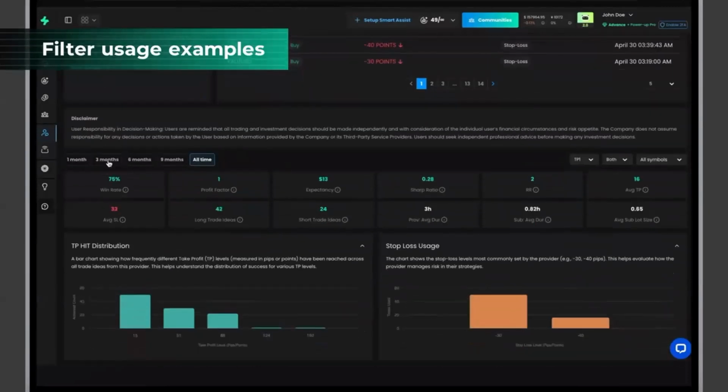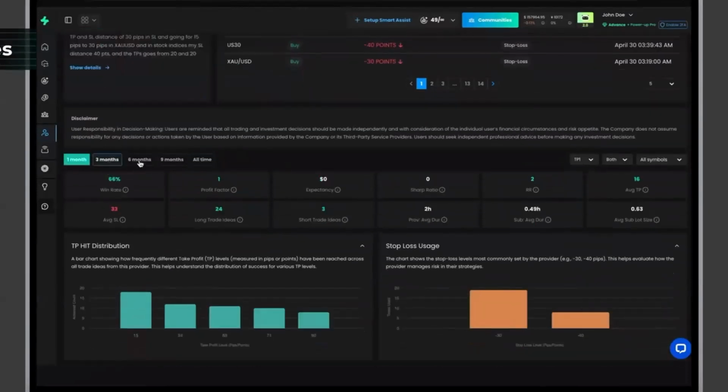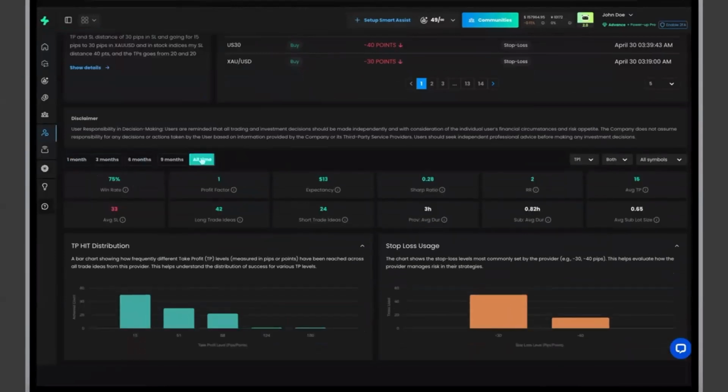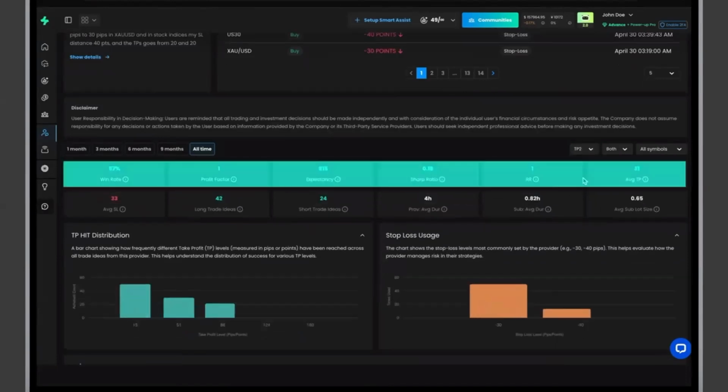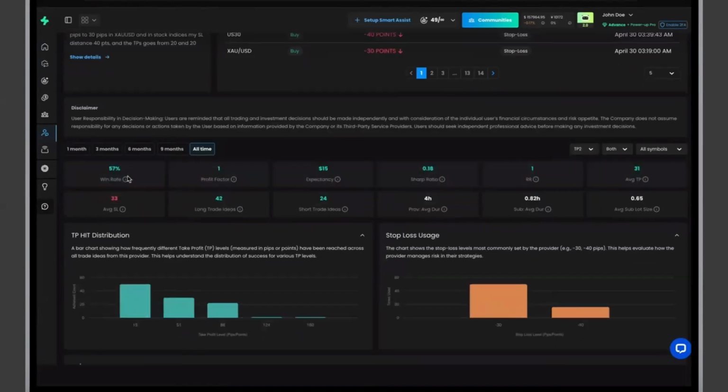By adjusting the time filter, you can view performance data for the last month, 3 months, 6 months, or the entire period. This allows you to track how provider performance has changed over time. When filtering by TP level, focus on the first row of metrics. Observe how win rate, profit factor, expectancy, Sharpe ratio, and TP value in pips correlate with your chosen TP. While the win rate might decrease, both expectancy and TP value in pips increase.